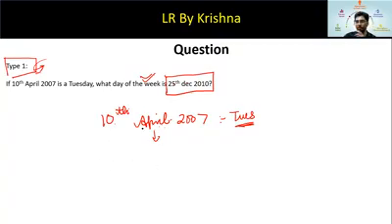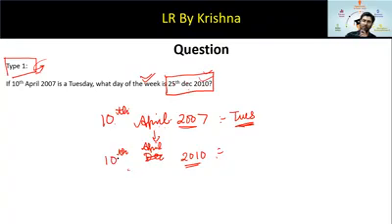So first of all, let's jump year by year. The closest I can get to this date is 10th April 2007 to 10th April 2010, correct? So how many years have elapsed? 3 years have elapsed: 2007 to 2008, 8 to 9, 9 to 10. How many of these 3 years were leap years and how many were non-leap years? 2008 was a leap year. So there was 1 leap year and there were 2 non-leap years.